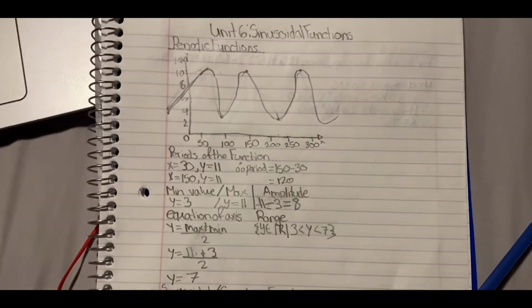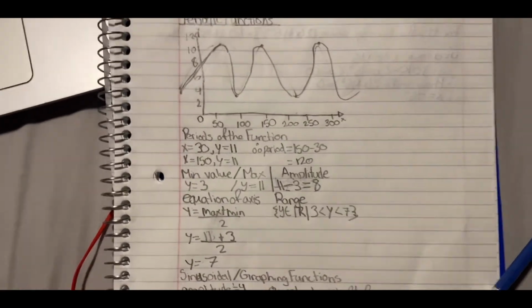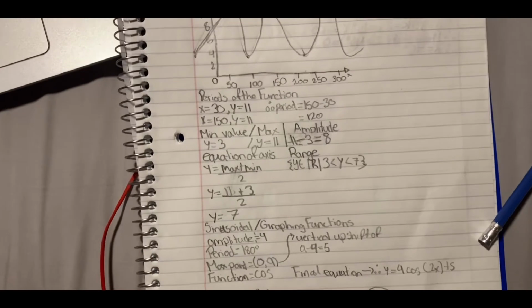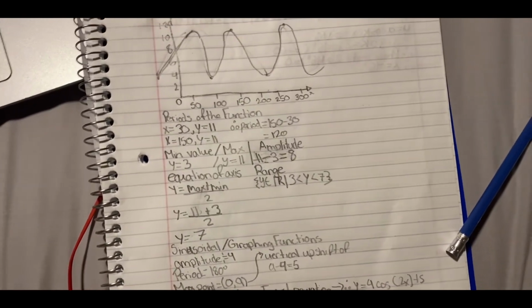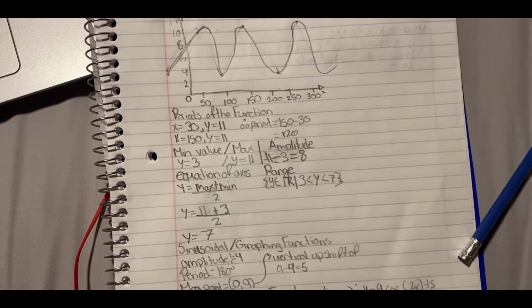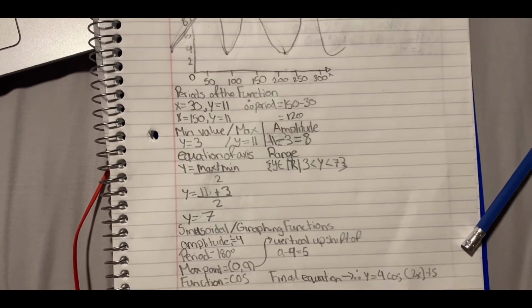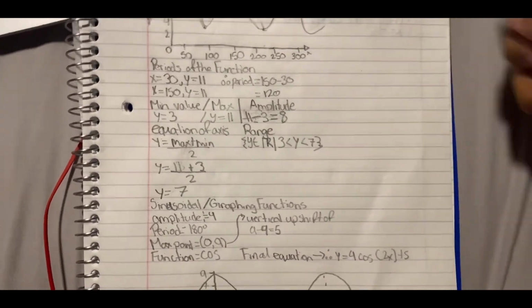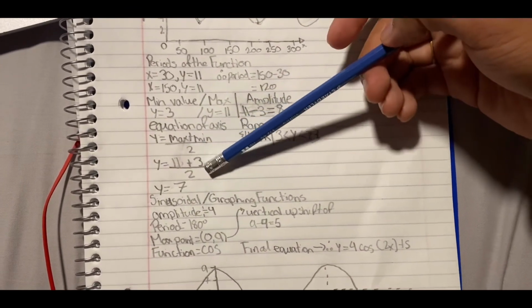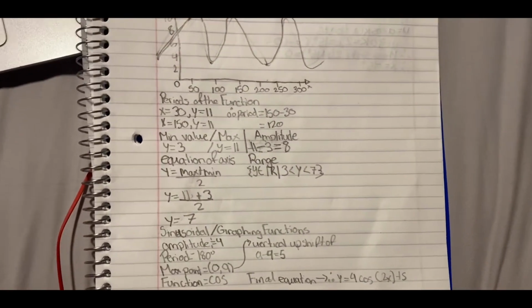Next, I found the equation of axis by adding the min value to the max value, then dividing that by 2, which gave me 7. Over here, I did 11 plus 3 divided by 2, which gives me 7.